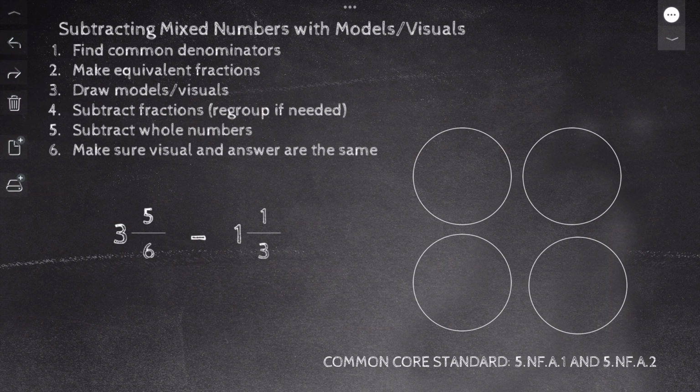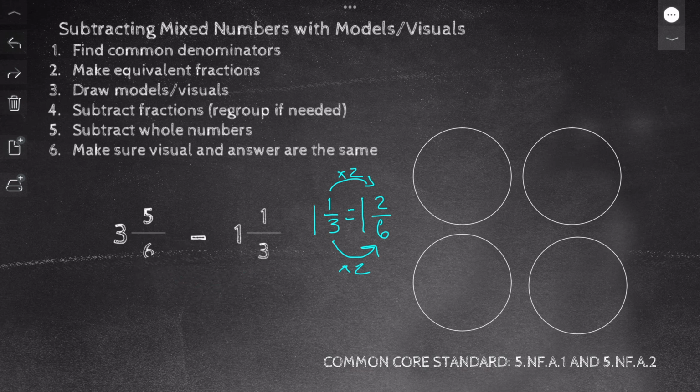Okay, for my first problem, I have 3 and 5/6 minus 1 and 1/3. First, I need to find common denominators. I have a 6 and I have a 3. I notice that my 3 can go into my 6 by multiplying by 2. So I can keep my 3 and 5/6. So I need to change 1 and 1/3 into a new fraction with a denominator of 6. And I know 3 times 2 equals 6. And whatever I do to the bottom, I need to do to the top. So 1 times 2 equals 2. So my equivalent fraction is 1 and 2/6.